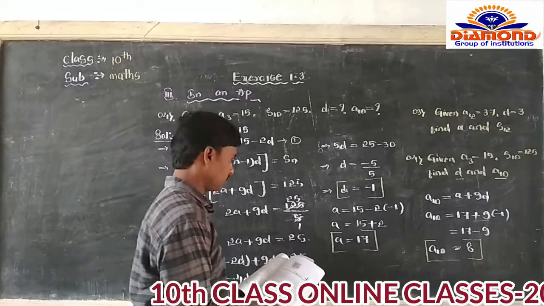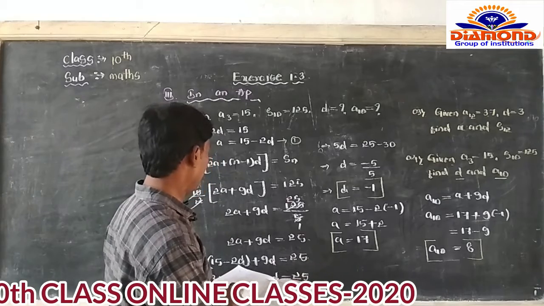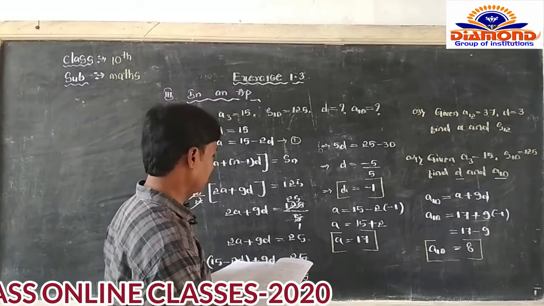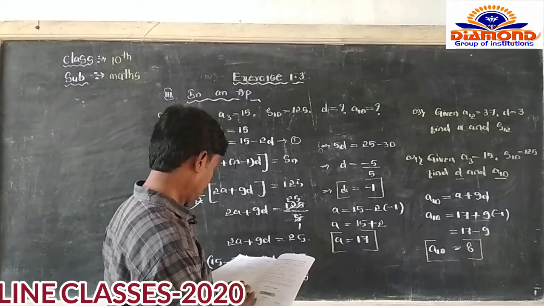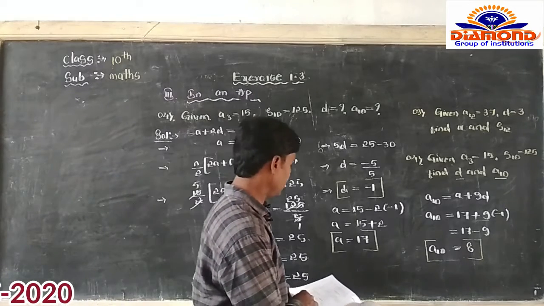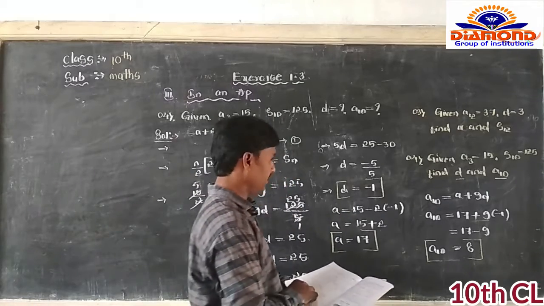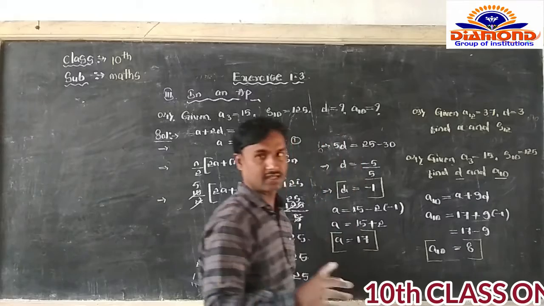Look at the board, dear students. Very easy. This is the third term common difference. Which question are we going through? The third question. Third or fourth question we are going through. Common difference is equal to minus 1 came, dear students, and a 10th term is equal to 8. This is the right answer.